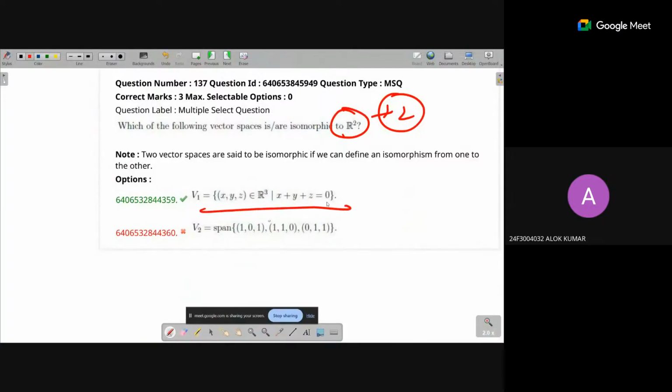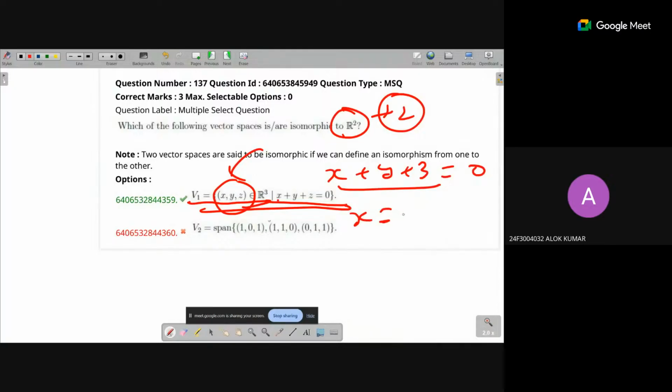This vector space has 2 dimensions. Check the number of independent variables. The number of independent variables defines the number of dimensions. The condition given for this vector space is: (x, y, z) belongs to R^3 such that x plus y plus z is equal to 0. So any vector in this space must satisfy this condition.